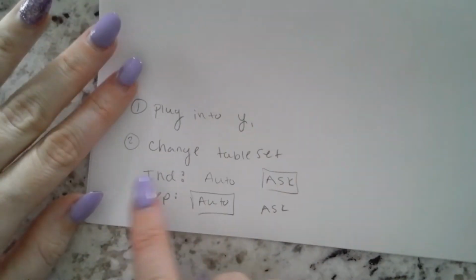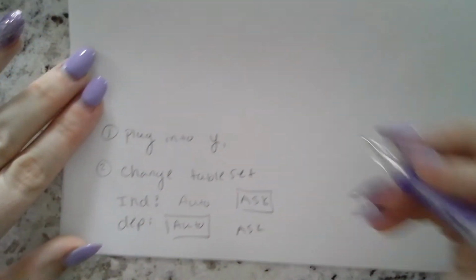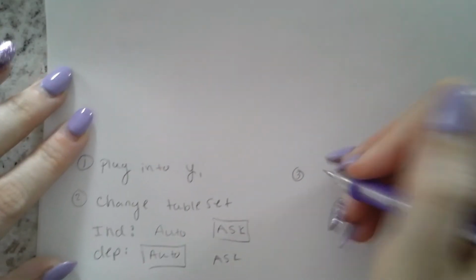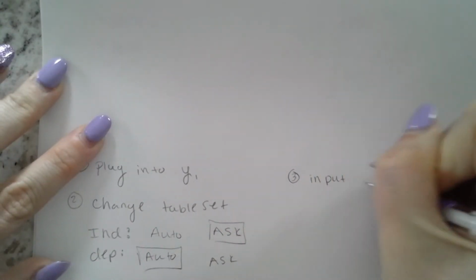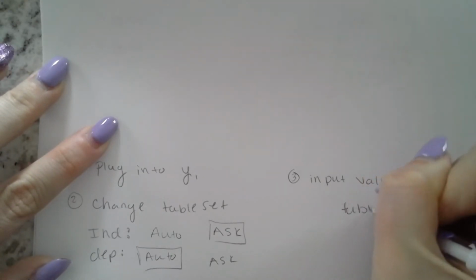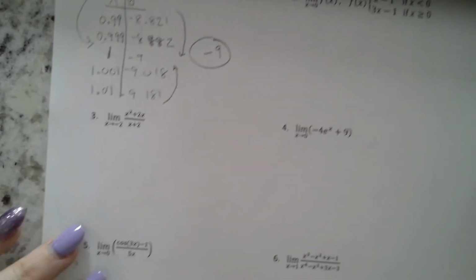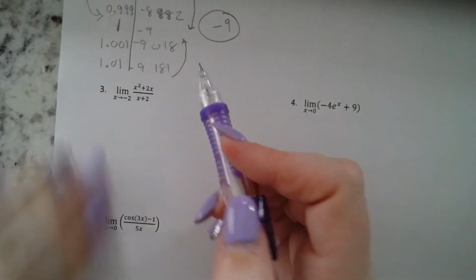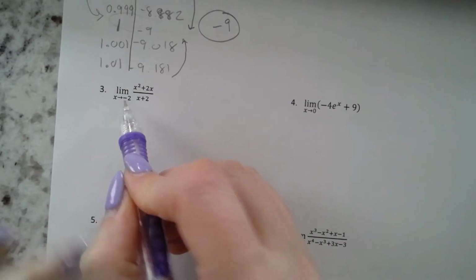Okay, so step 1, plug it into Y1. Make sure you change this. Step 3, input values into table. Okay, so I'm going to skip number 2 for a minute. We're going to look at number 3. So number 3 says the limit as x is approaching -2.